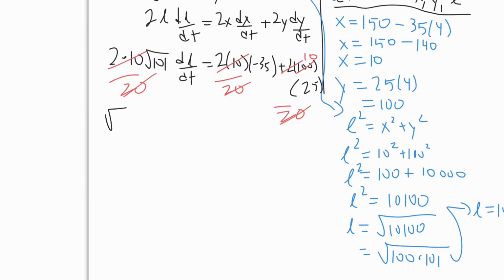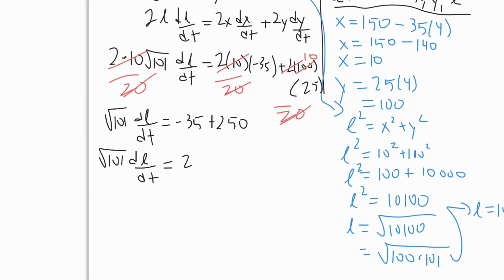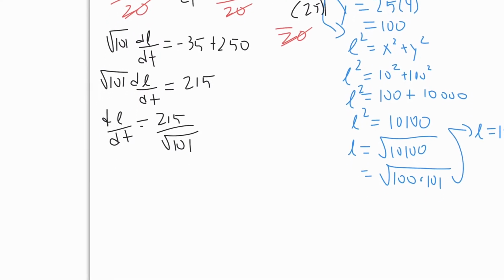We have the square root of 101 dL/dt equals negative 35 plus 250. So square root 101 dL/dt equals 215. dL/dt equals 215 over root 101. So we need to answer in words and we're done.